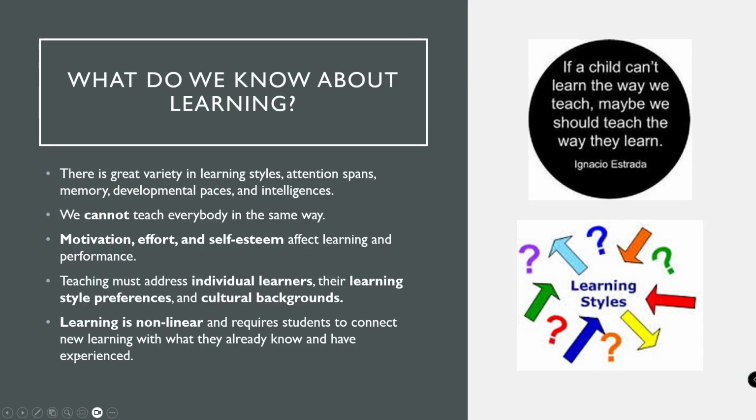So let's go through some ideas and concepts about what we know about learning in a general sense. How this plays out in practice varies from class to class, obviously. But we need to establish some clear baseline parameters. There is great variety in learning styles, or learning preferences, I prefer to say. Engagement preferences is a term I prefer. Attention spans, memory, developmental paces and things like that.